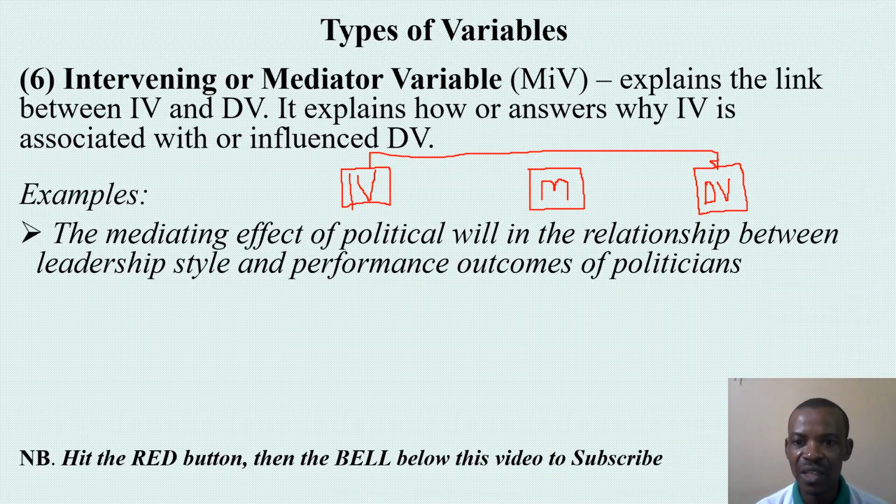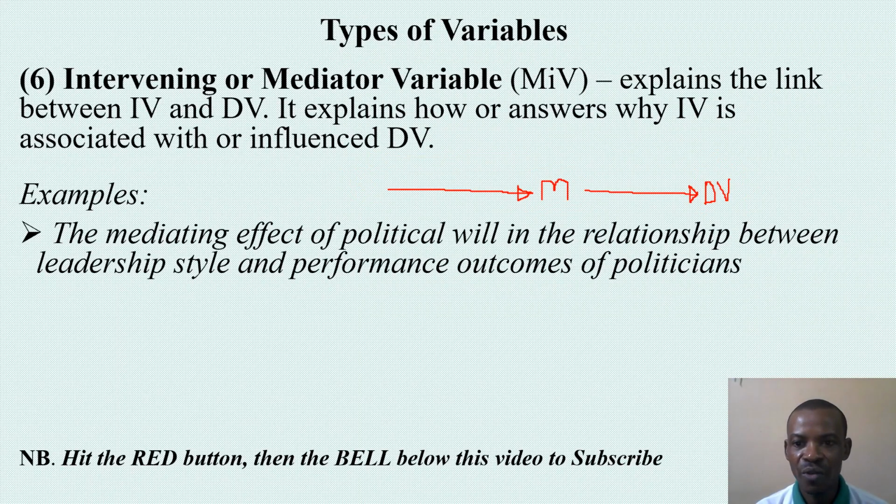So we represent it with this arrow. To model the dependent variable, independent variable, and the mediator variable, we follow this approach. You can see the arrows, how it is done here, just for us to have an insight on the conceptual model on how to do this. So this is how you can model the independent variable, dependent variable, and the mediator variable.